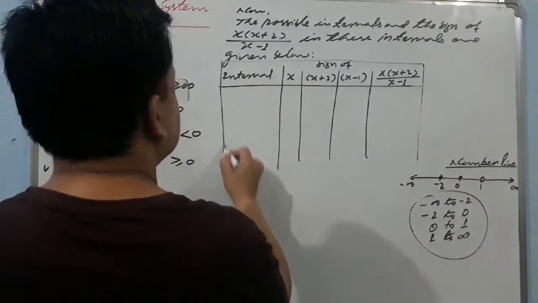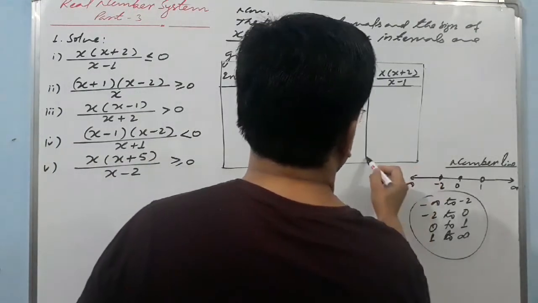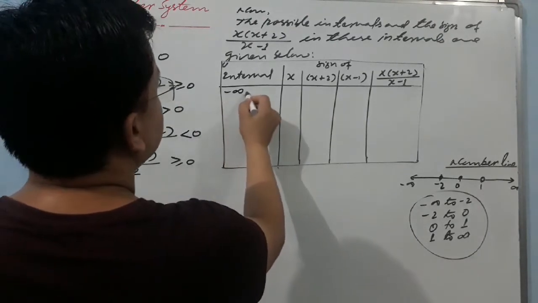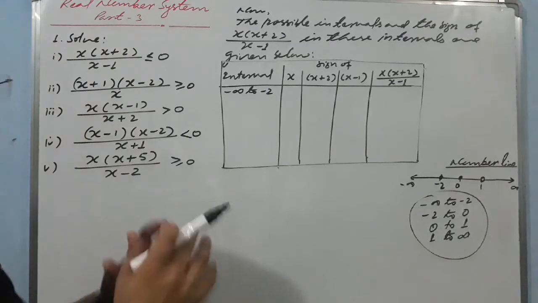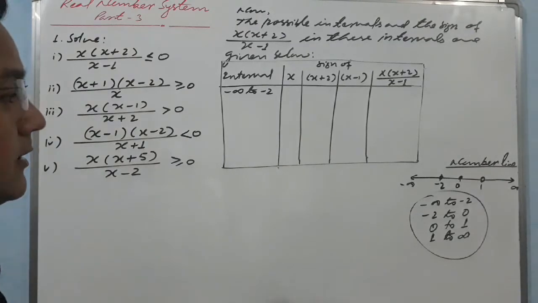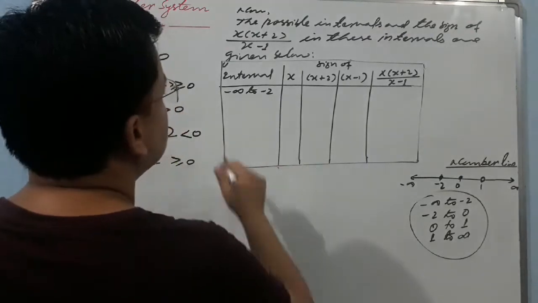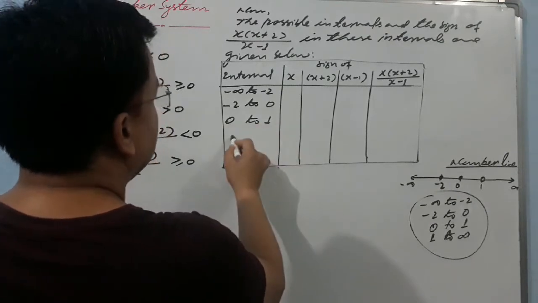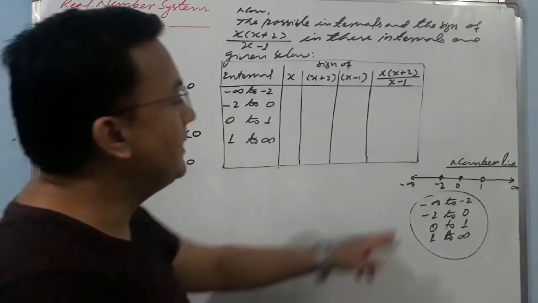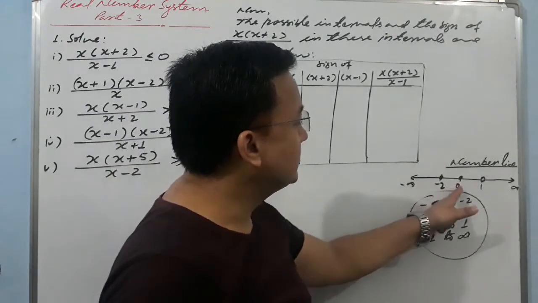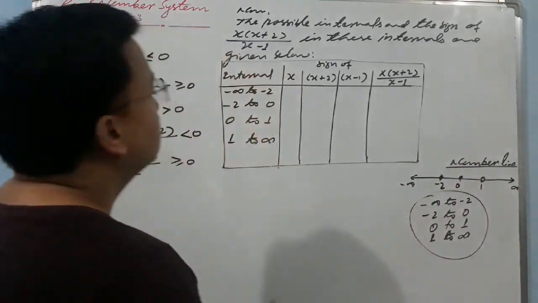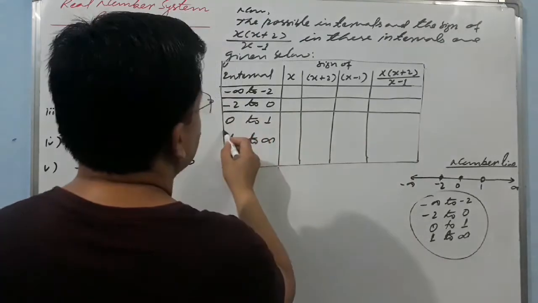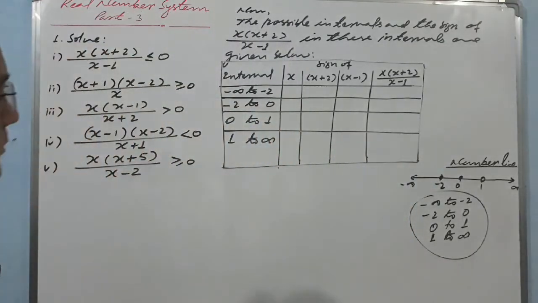Now look here. Now I am writing the possible intervals. One is minus infinity to minus 2. This time I am writing only minus infinity to minus 2, not exactly in proper interval form. And minus 2 to 0, and 0 to 1, and 1 to infinity. So very easy, not so difficult. Don't panic, you will definitely get the solutions of these questions.